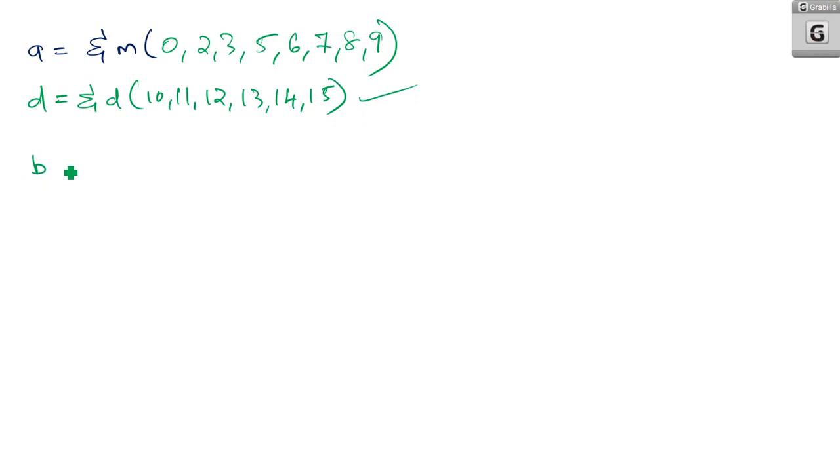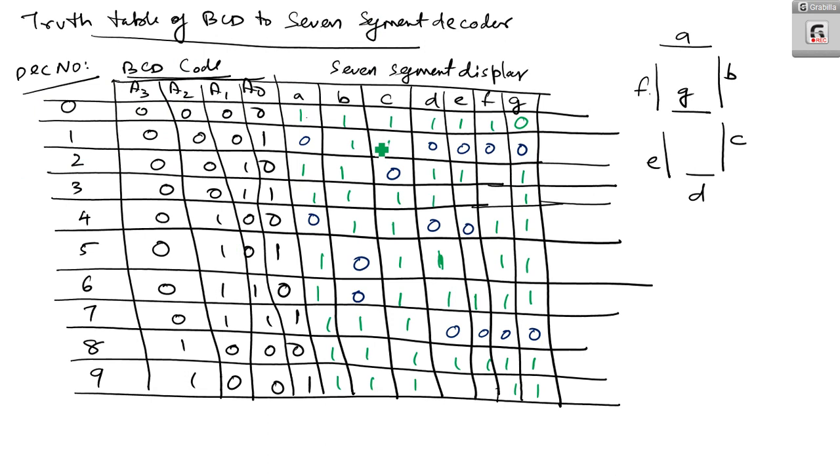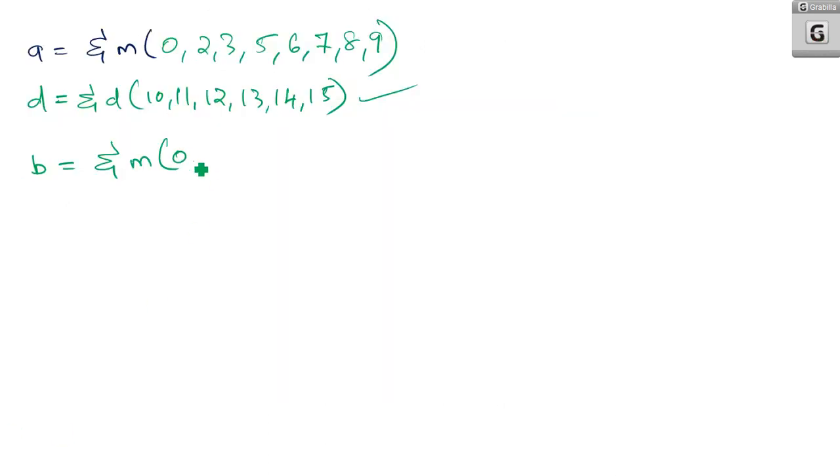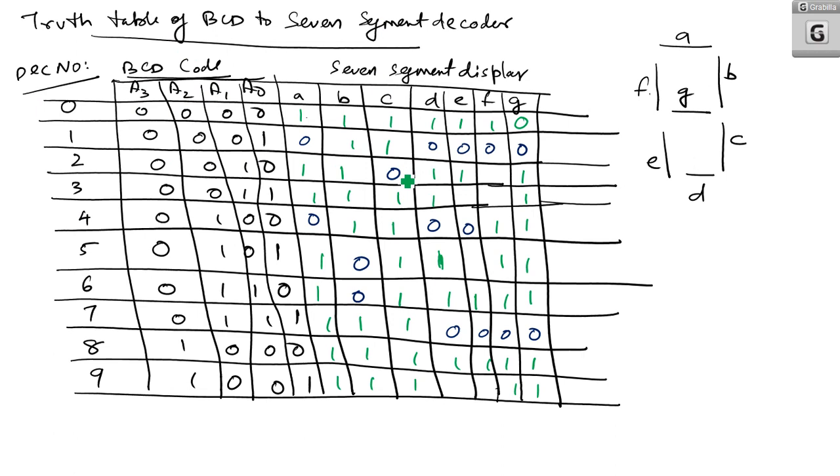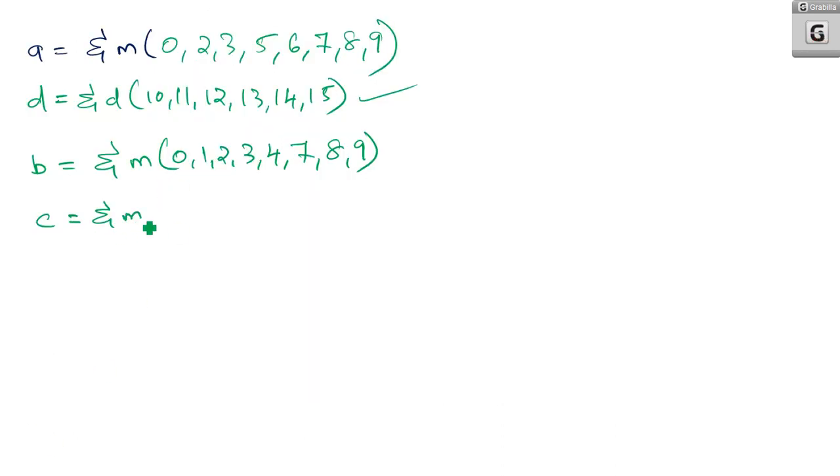If I am writing the expression for B, B is equal to sigma m, where only 5 and 6 are excluded and all other things are there. That means 0, 1, 2, 3, 4, 7, 8 and 9. Don't care remains the same. For C, only 2 is excluded. That means sigma m 0, 1, 3, 4, 5, 6, 7, 8 and 9.